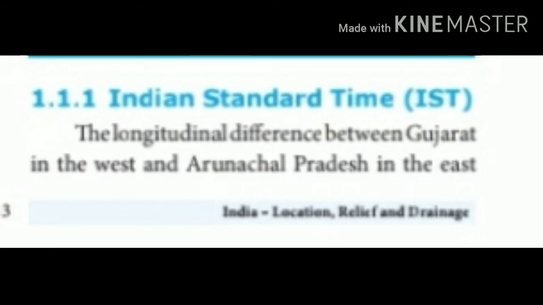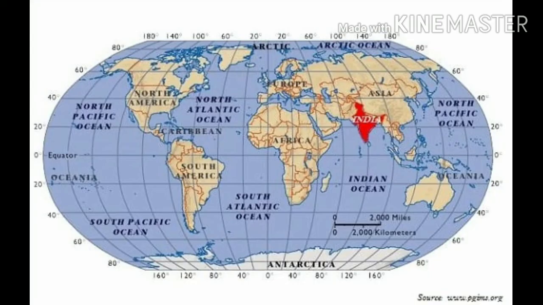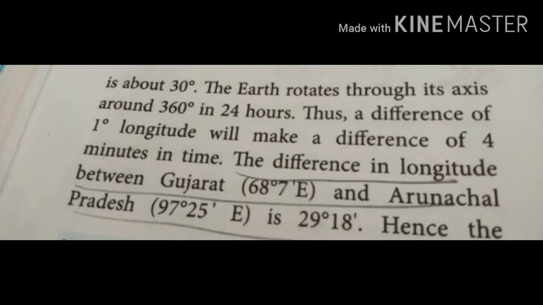Now we are going to see Indian Standard Time. We shortly say IST: I for Indian, S for Standard, T for Time. The Earth rotates on its axis through 360 degrees in 24 hours. Thus, a difference of 1 degree longitude will make a difference of 4 minutes in time.